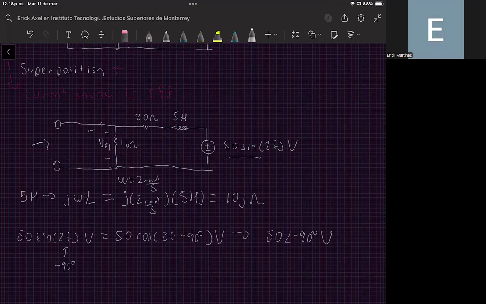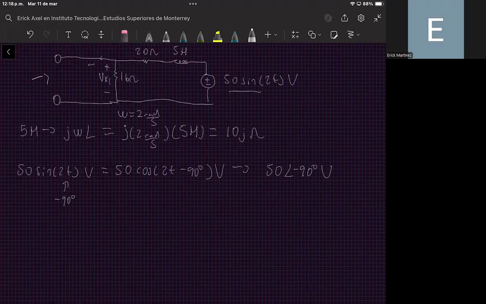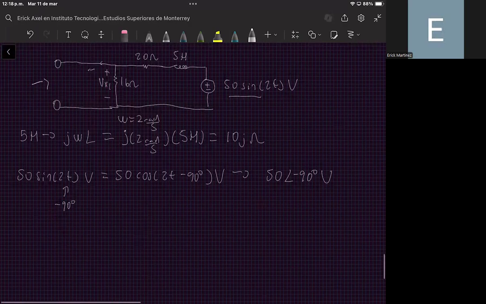So this is the phasor of the voltage source, and the impedances of the resistors are the same, so we don't need to perform any conversion on those.